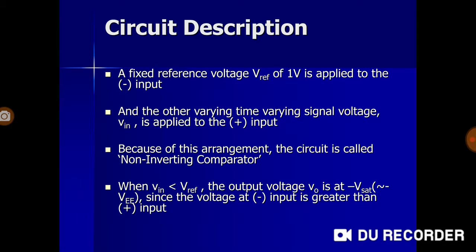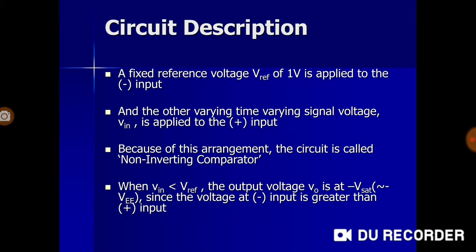Now let's just take the entire circuit in words. First, fixed reference voltage V reference of 1 volt is applied to the inverting input, and the other varying time signal voltage V in is applied to the non-inverting input. Because of this arrangement, the circuit is called non-inverting comparator. Why? Because we are applying the input signal to the non-inverting input terminal.